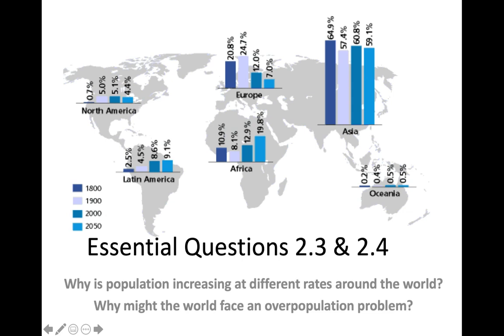Welcome back. Today we are going to take a look at our second set of population notes. Our two essential questions are, why is population increasing at different rates around the world? And why might the world face an overpopulation problem?